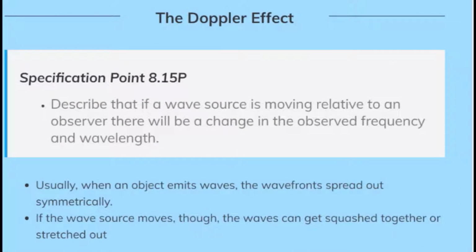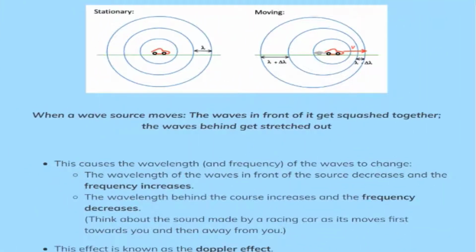Specification point 3.8. Explain why there is a change in the observed frequency and wavelength of a wave when its source is moving relative to an observer, and that this is known as the Doppler effect. Usually, when an object emits waves, the wavefronts spread out symmetrically. If the wave source moves, though, the waves can get squashed together or stretched out. When a wave source moves, the waves in front of it get squashed together. The waves behind get stretched out. This causes the wavelength, and frequency, of the waves to change.